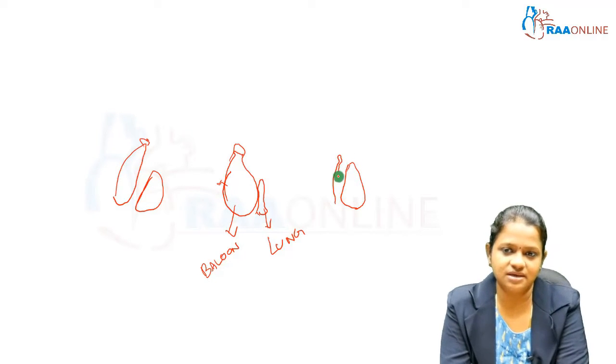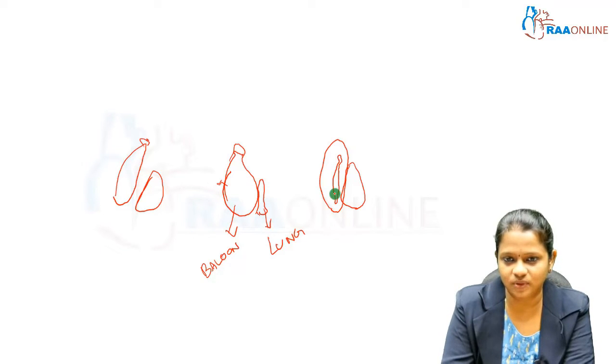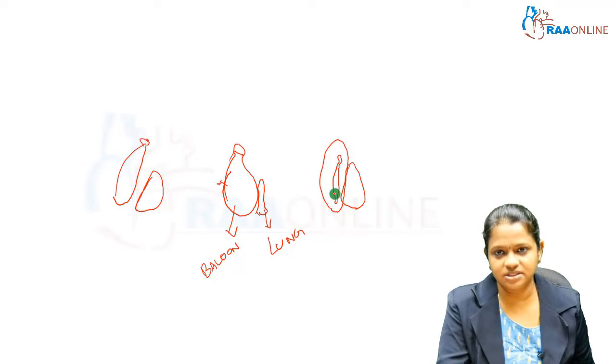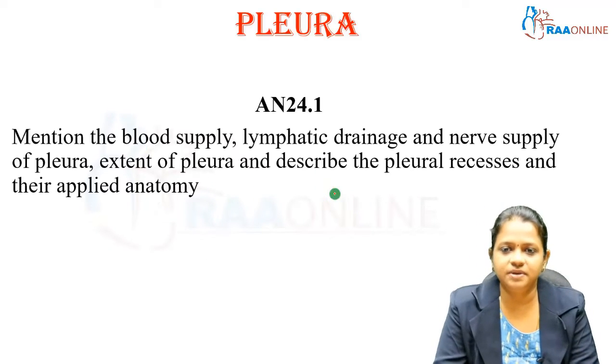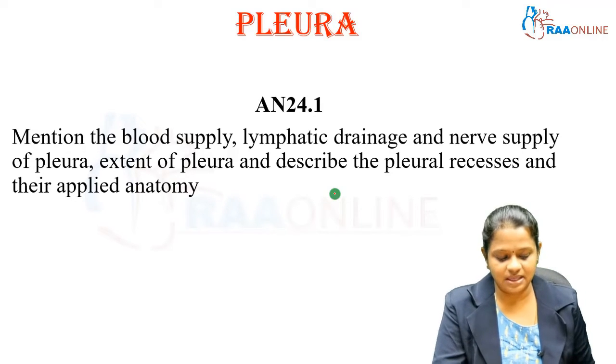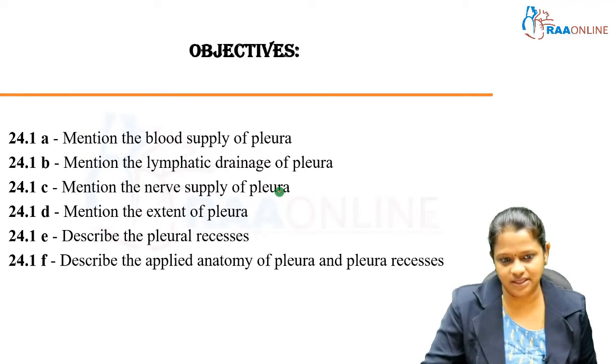Today we are going to see a structure similar to this balloon, which is normally related to the lung, but during pathological conditions can be filled with air or liquid and can compress the lung and result in disease. So what is that structure? It is pleura. This is the competency of pleura under CBME curriculum. And based on the competency, these are the objectives for this lecture.